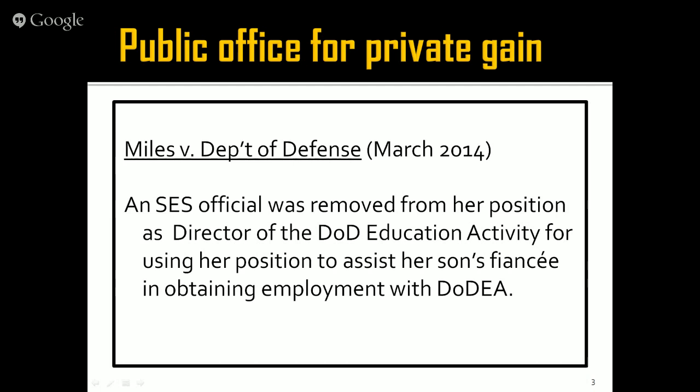It's interesting, too, that in this case, the administrative judge also found that it was axiomatic that the prohibition in this case includes the private gain of others, right, connected to the employee and not just simply to the employee him or herself.